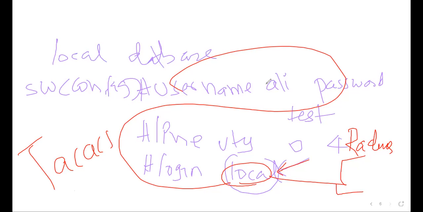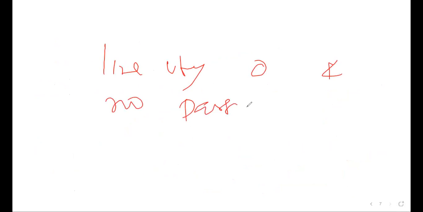So we just need to define a username and password. If you already defined a password under line VTY 0 4, what you can do is go into line VTY 0 4, then no password. So the password will be removed. Then you're going to give login local. We'll try one command here, inshallah.